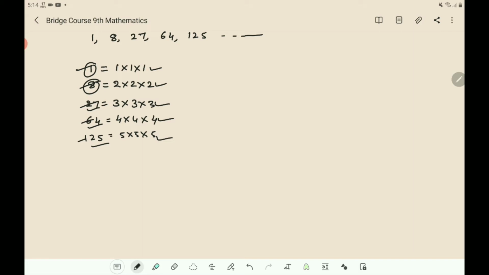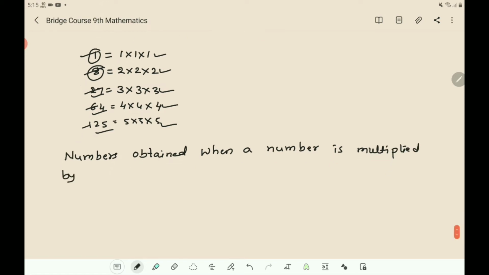Similarly, if 6 is multiplied by itself 3 times, we get the cube number 216. So, what are cube numbers? Numbers obtained when a number is multiplied by itself. How many times? 3 times.